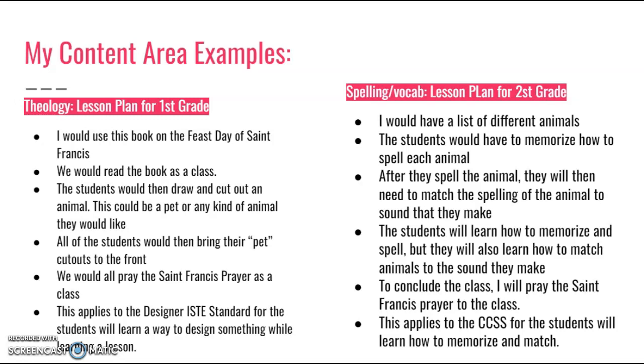And then for spelling and vocab, I have that lesson plan for the second grade. I would have a list of different animals, and they would get to memorize each animal, and I'll give them a worksheet that I created, and they'll spell the animals and match the animals to the sound that they make. This way, the students will learn how to memorize and spell. And then to conclude the class, I will pray the St. Francis prayer. This applies to the CCSS for the students because they will learn how to memorize and match, and this will help the outside world as they continue to grow up and use this method throughout the classroom.